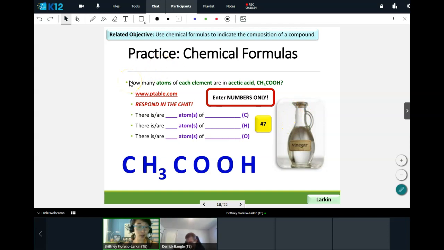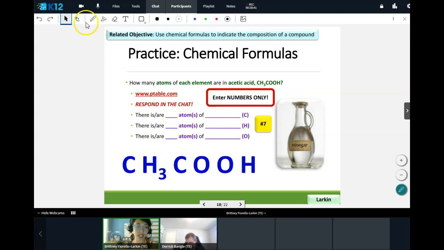Now this one gets a little bit more complicated because you'll notice that you can actually see some of these elements are happening twice, which can happen in chemical formulas. The reason why is a little bit more complex and has to do with organic chemistry, but we can still figure out how many of each element is in this chemical formula.